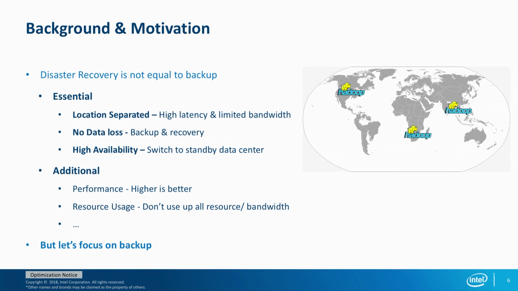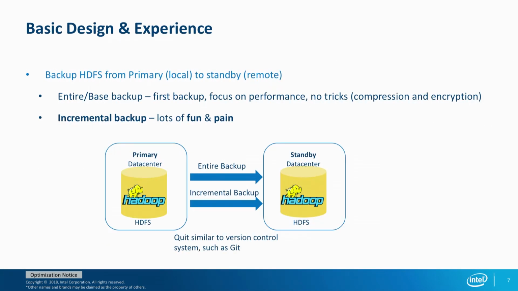But today, let's focus on backup first. I'll try to make it simple. Actually, disaster recovery is very boring and has a lot of tricks. So first, we need to make an entire backup. No tricks, just copy the files on your primary cluster to your remote cluster, just like you clone a project from GitHub, and then we make incremental backups on it. The tricks come from the incremental backup: how to detect the changes and apply them to the remote. And for the entire backup, for the first backup, there's only compression to reduce traffic and encryption to enable security.